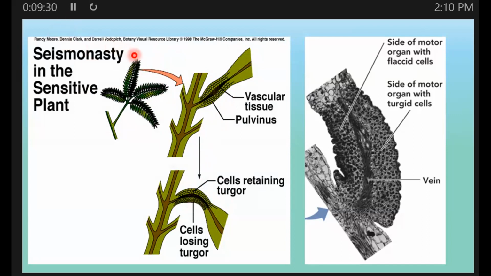So the fancy word for that, by the way, is seismonasty. That's like something's physically messing with the plant. So seismic, you think about earthquakes and the machines that measure the seismic force of an earthquake. That's kind of the idea that there's some kind of external mechanical force that the plant is experiencing. So they call this seismonasty.